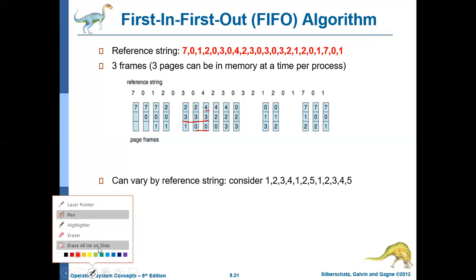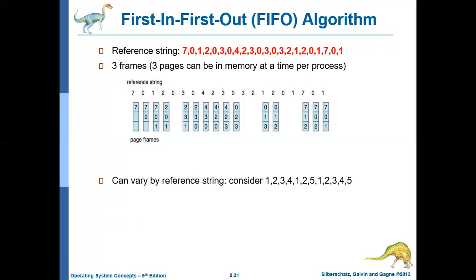Next input is 3. So 3 will replace which page? Out of 4, 2 and 0, which one came first? 0 is the one which came first, after that 4, after that 2. So 3 will replace 0.